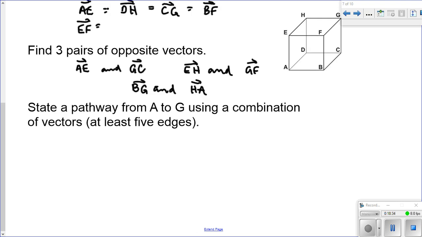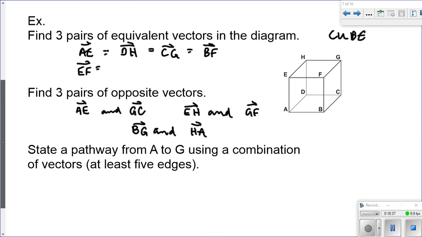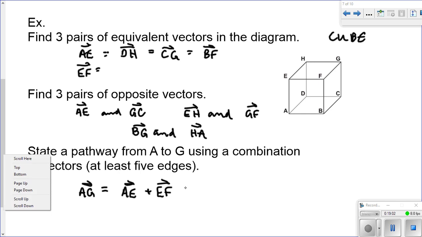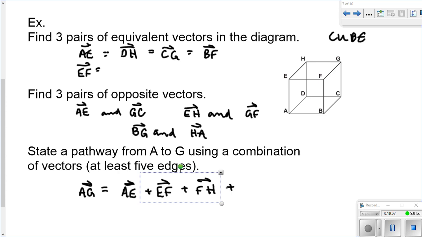State a pathway from A to G using a combination of vectors, at least 5 edges. We want to go AG, so we have to go diagonal across. Let's start at A, and you have to start at A. So we're going to go A to E. Now I'm at E, so let's go E to F. Now I'm at F. Let's go F to H. Now I'm at H. Let's go down to D.